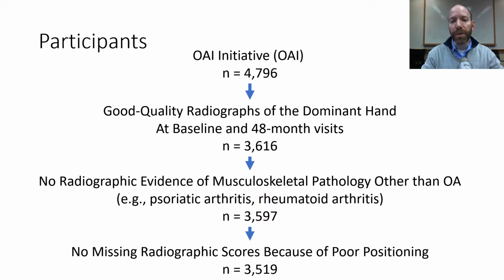To achieve our goals, we used data from the Osteoarthritis Initiative, which is a cohort based out of the United States which was recruited at 4 clinical sites. We required all of the participants to have good quality radiographs of the dominant hand at baseline and 48 months. We excluded individuals who had radiographic evidence of musculoskeletal pathology other than osteoarthritis, such as a suspected rheumatoid arthritis. We also excluded individuals who had radiographic scores missing because of poor positioning of the hand on the radiograph.